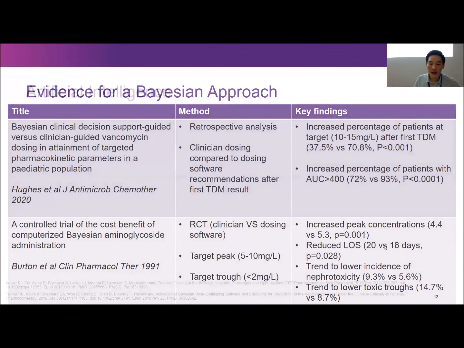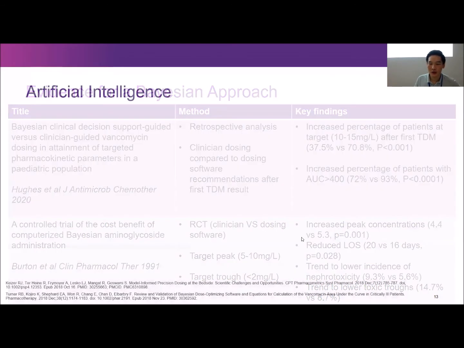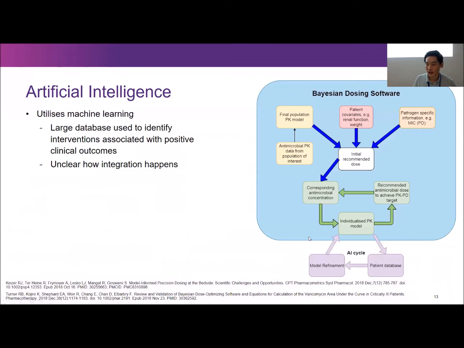Now, the last dosing software that I'll be talking about is something that uses artificial intelligence. Artificial intelligence is certainly not something that's new in healthcare. It's been used quite frequently for decision support programs, but its integration into dosing software is certainly something that's a relatively new occurrence, probably about in the last 5 years or so.